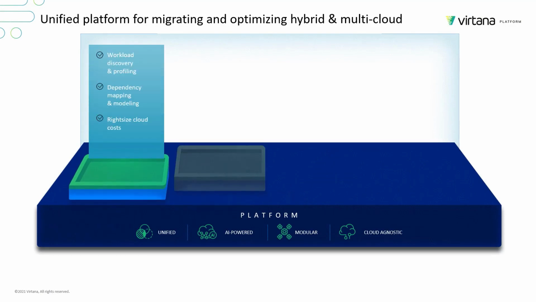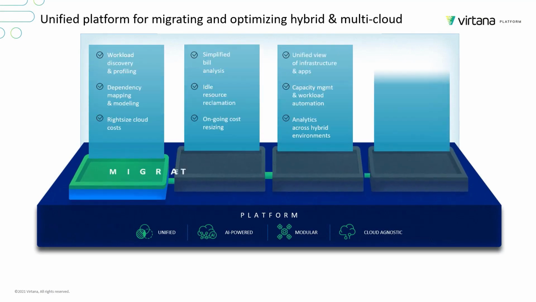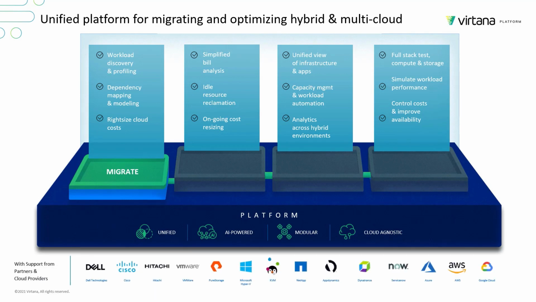The Virtana Platform consists of 4 modules, of which Migrate is the first. With Virtana Migrate, you can accelerate and remove the risk from the migration of existing applications to the cloud. The other modules build upon Migrate by empowering you to optimize, manage, and ultimately validate your hybrid cloud digital transformation.